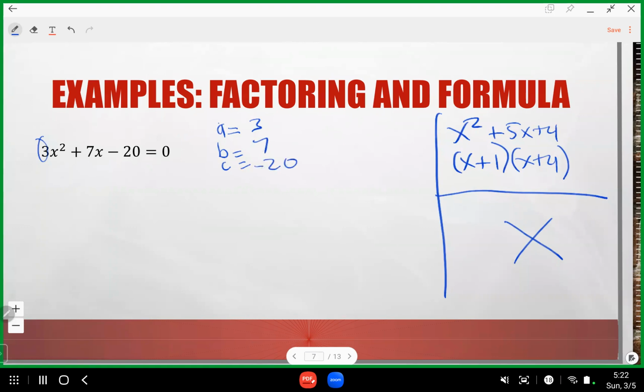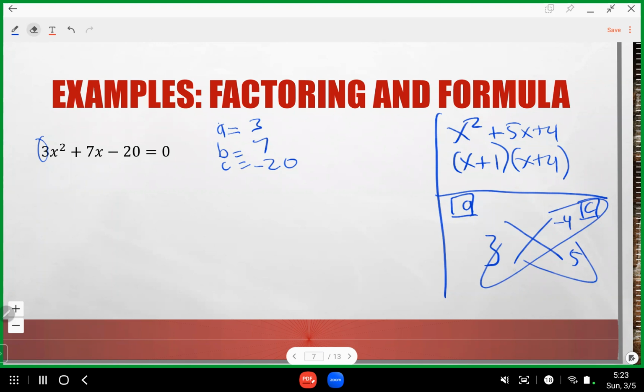So to factor this, first we need to list all the factors of a. So these are the factors of a, and these are factors of c. We're not going to worry about b yet, because all of these are going to add up to b. So we're going to find two factors of a, let's say 1 and 3, and two factors of c, let's say like negative 4 and 5, such that when they're crossed like this, they add up to b.